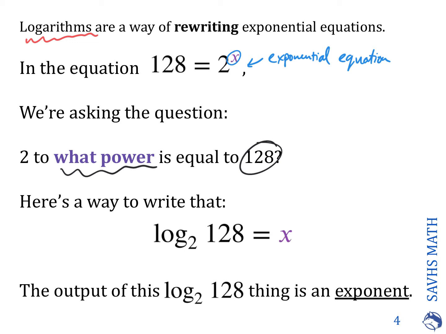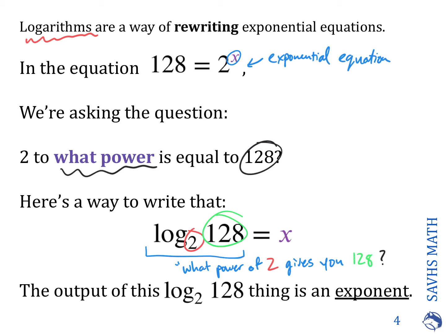Well, that's exactly what this expression right here says. It says, what power of 2 gives you 128? The answer to this expression is the x, and the x was an exponent. I just wanted to remind myself that the x way up here was an exponent, and so that's why I'm saying the answer to this expression is an exponent.